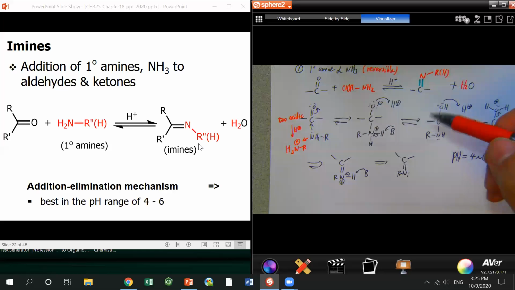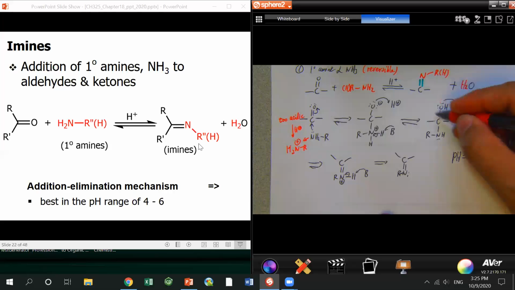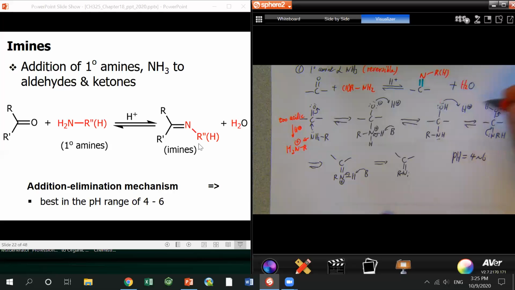Some people said, how about basic? Say we use a strong base, like pH 10 or pH 12. If it's too strong a base, the OH group cannot pick up the hydrogen, so it cannot be converted into a good leaving group. If it's too basic, there's no water as the leaving group. So that's the key thing: it cannot be too basic and cannot be too acidic. The better range is 4 to 6.